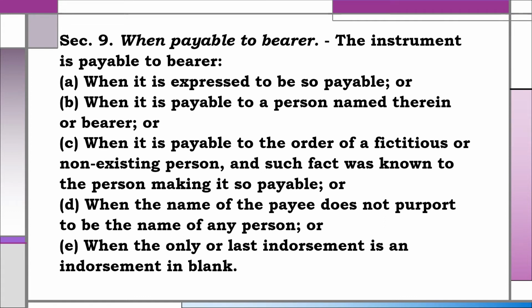Section 9. When payable to bearer. The instrument is payable to bearer, A, when it is expressed to be so payable, or B, when it is payable to a person named therein or bearer, or C, when it is payable to the order of a fictitious or non-existing person, and such fact was known to the person making it so payable, or D, when the name of the payee does not purport to be the name of any person, or E, when the only or last endorsement is an endorsement in blank.